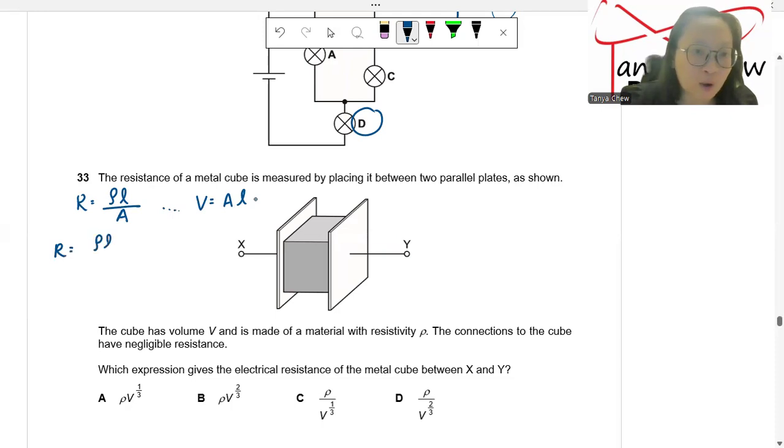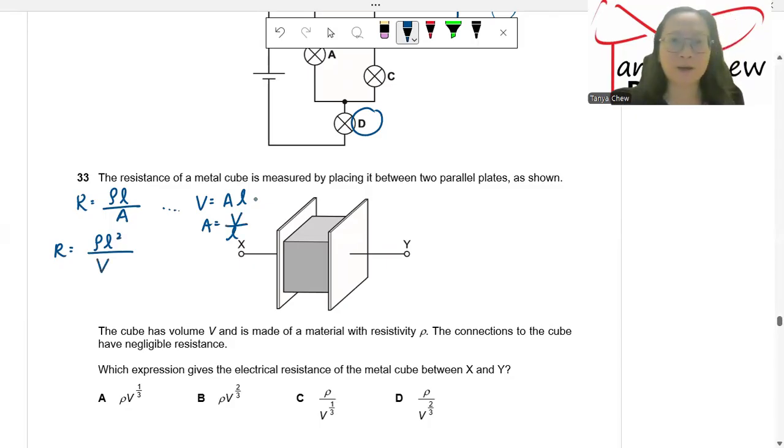R is equal to rho L over volume. Okay, area is equal to volume over length. So that is why this is per volume, length square. So I am going to use this expression. Now, R is equal to... length is not given. Okay, never mind. No problem with that at all. Do you know why? Because there's another hint.